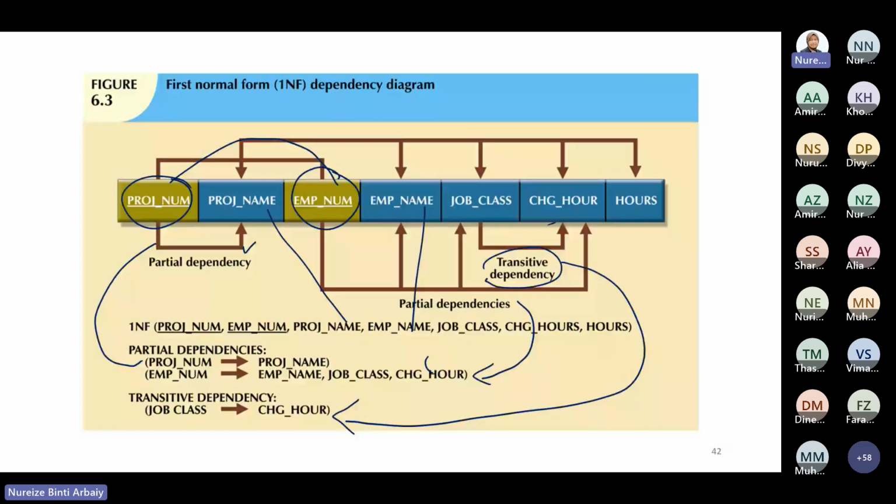Before this we did it like this, right? First normal form and partial dependency. This is the result from the first normal form. Wait, okay, I erase.